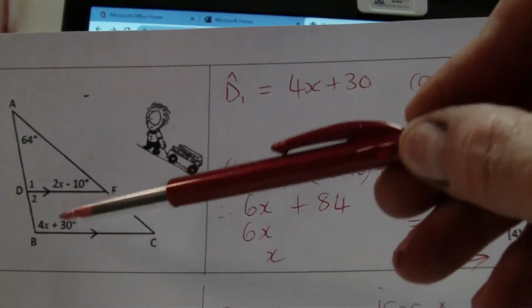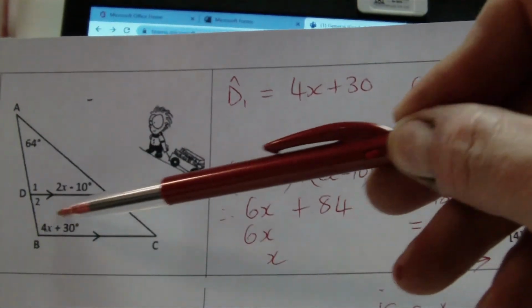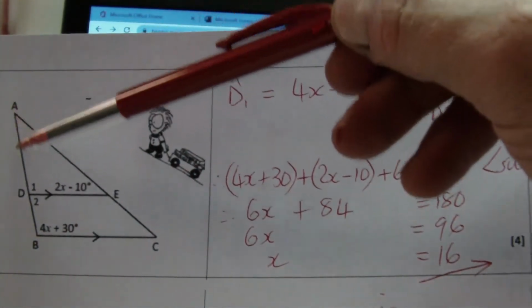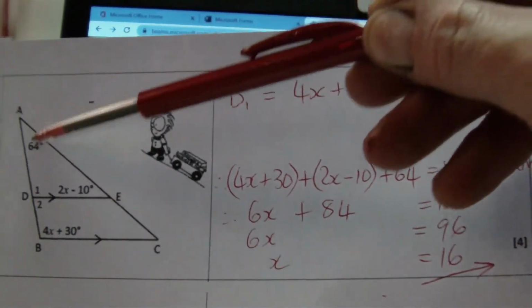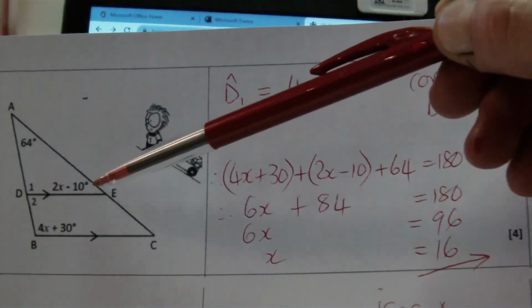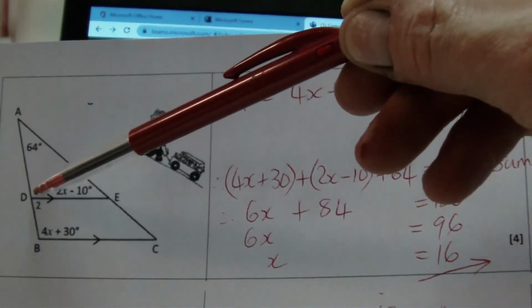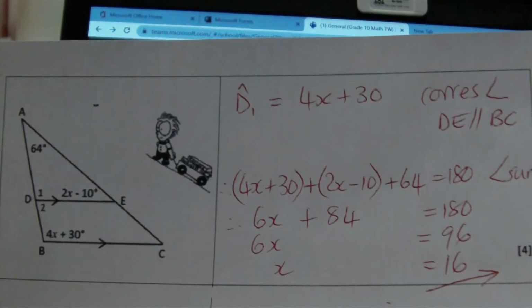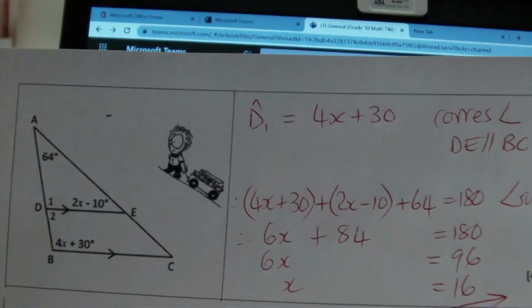you can either tell me that this d1 is 4x plus 30, because they're corresponding, do you agree? And then look inside this triangle. We have the 64, the 2x minus 10, and this 4x plus 30. And what do we know about those three angles? They all add up to 180, eh? So it's an equation with x in it, and we can find the x then.